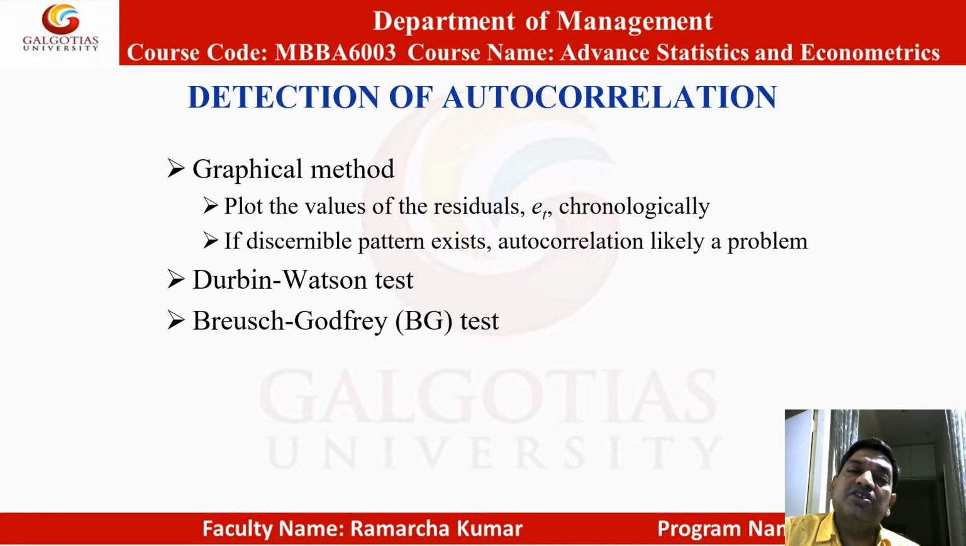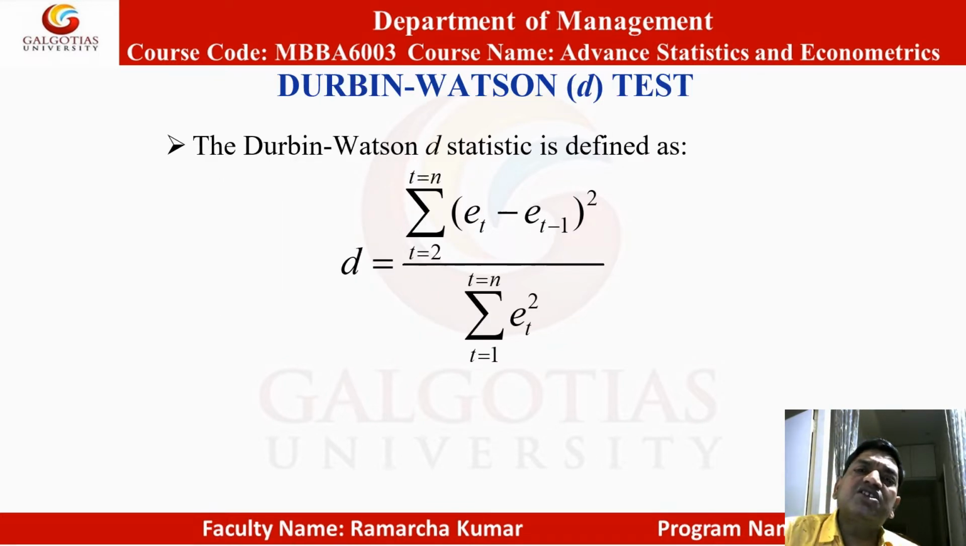Detection of autocorrelation. Graphical method: plot the value of the residual e_t chronologically. If a discernible pattern exists, autocorrelation is likely a problem. The second, most commonly used test is the Durbin-Watson test, and the third is the Breusch-Godfrey test. The Durbin-Watson d statistic is defined as d equals the summation from t is 2 to n of (e_t minus e_t minus 1) squared, upon the summation from t is 1 to n of e_t squared.